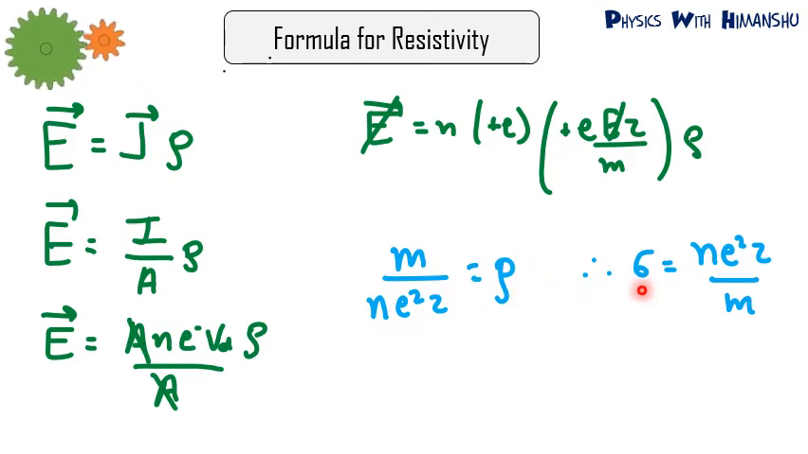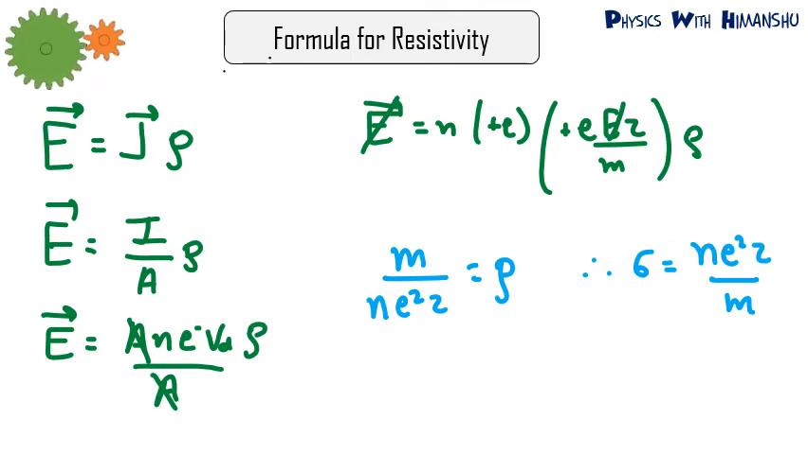Similarly, using the same principle, conductivity depends on n. The more the n, more will be the conductivity; more tau, more will be the conductivity; and more the mass, less will be the conductivity. So you need to remember the formula for resistivity and for conductivity. These formulas are very important when solving conceptual questions.